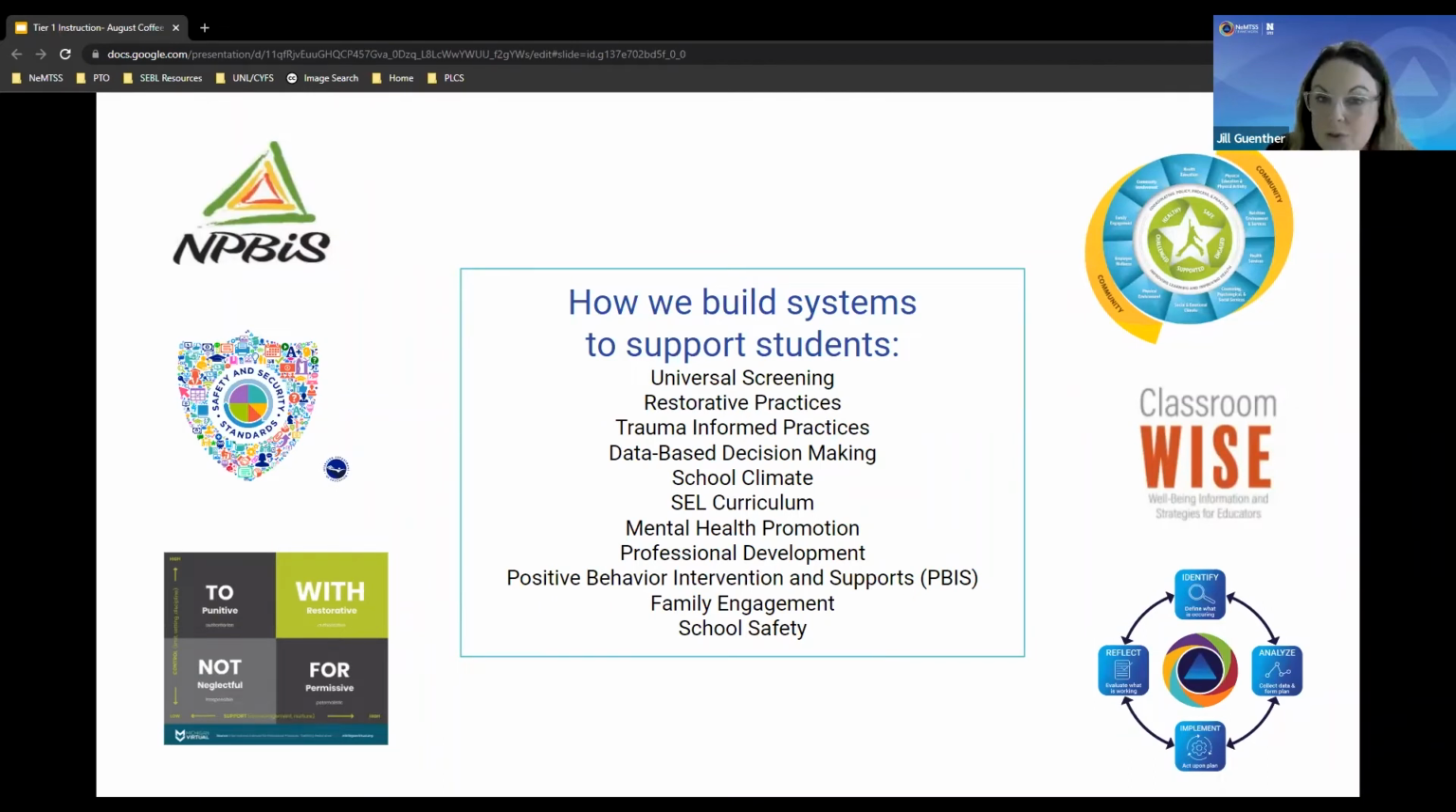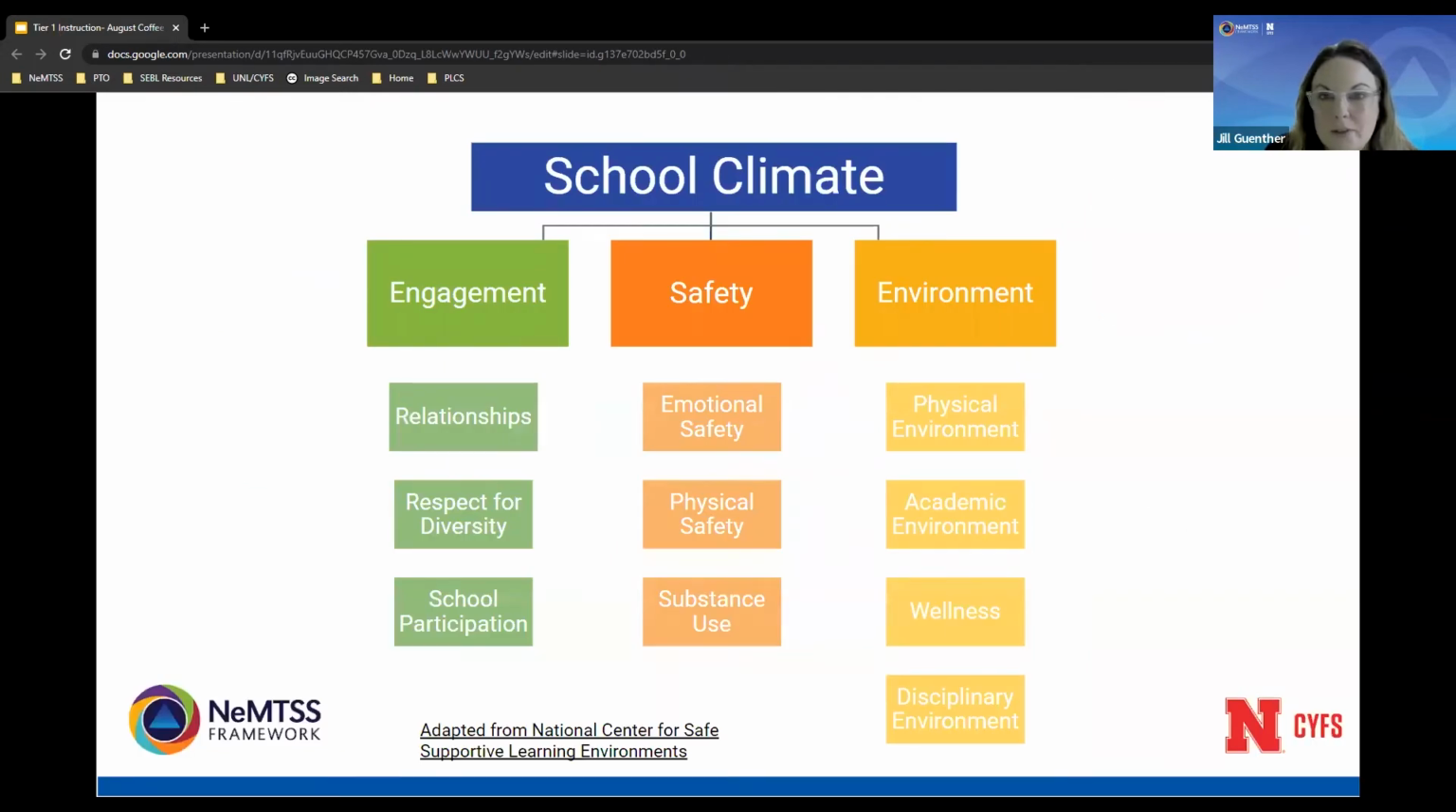Universal screening, restorative practices, trauma-informed practices, our problem-solving model, and really looking at data-based decision-making. Any PD around any of those pieces, so really helping to support our staff in continuing to build those practices, and then family engagement and school safety. Thinking about some of those pieces and school climate and building that positive school climate.